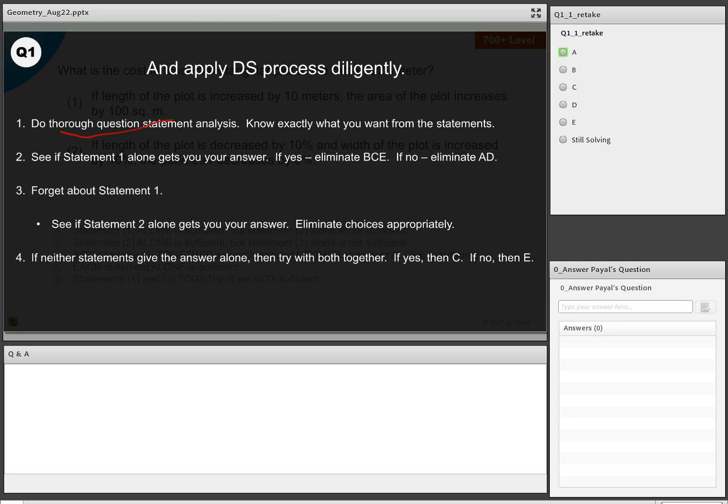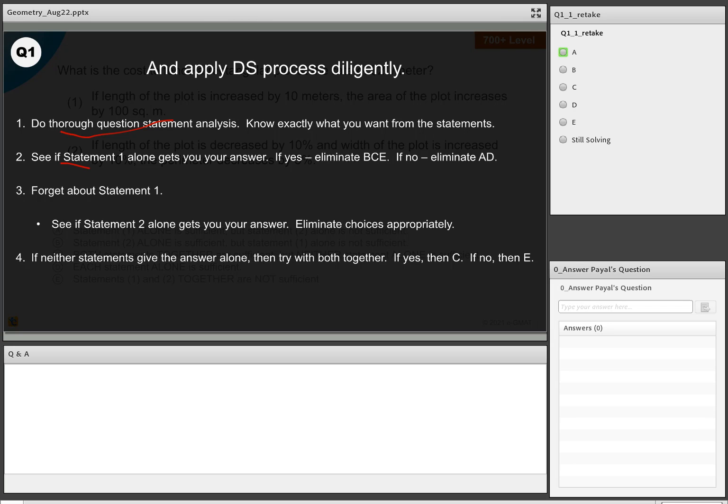Do thorough question stem analysis, and only after that move into statements. Please do not move into statements before you do the question stem analysis. Understand what you can extract from the question stem, and then what you want from the statements, right? So for example, always ask yourself, upon getting what information can I answer the question? If you can answer this for yourself, after you move into the statements, your life would become very easy. So always ask yourself, upon getting what information can I answer the question, right?